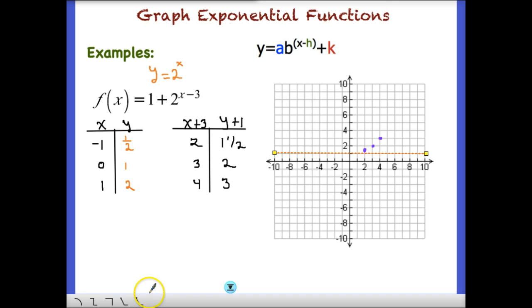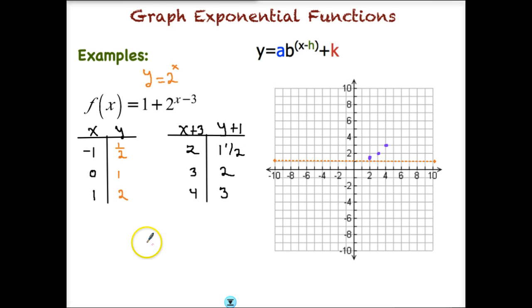So we can always say that our horizontal asymptote is going to be whatever our k value is. Our horizontal asymptote will always be y equals k. And since k in this case is 1, we know we have this horizontal asymptote at y equals 1. We want to make sure to put that in because just like rational functions, this is a guideline for helping us to graph and identify our exponential growth or decay.